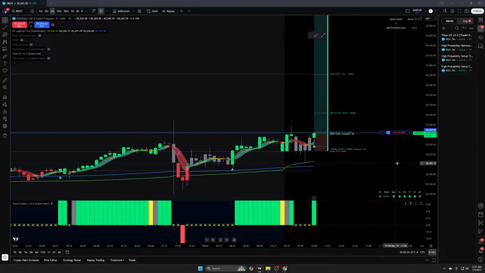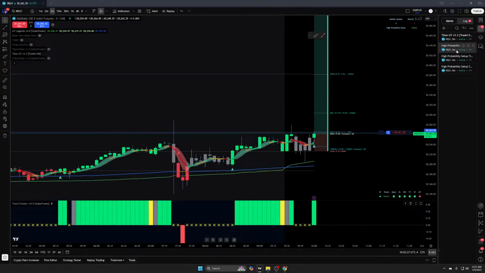Okay, guys, what are we doing here? I'm going to show you something really quickly. All we have here is an alerts-driven system. We've done an update to Trend Tracker IM 10.0. This is only at gabetrades.com. It's going to alert you on a high probability setup, on a gray bar, and on a yellow bar. And this is pretty much all you need.